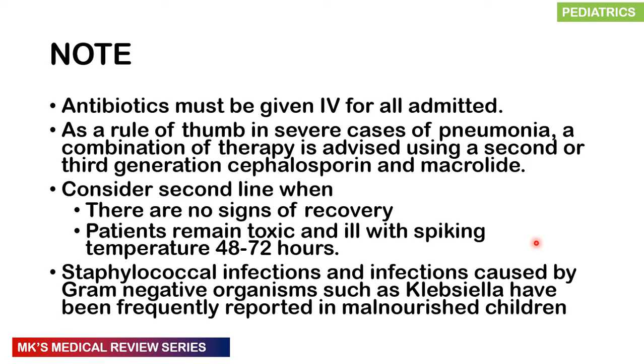Then remember that if we admit the child, we want to give our antibiotics via the IV route. And as a rule of thumb, in severe cases of pneumonia, we want to combine a second or third generation cephalosporin with a macrolide to also target any other organism that may be atypical. Then we want to consider switching the drugs if there are no signs of recovery, or if the patient remains toxic and ill-looking, or there are spiking temperatures after 48 to 72 hours of adequate dosing and adequate frequency of the drugs. If they're not improving, then you can escalate. Staphylococcal infections, as well as infections caused by gram-negative organisms such as Klebsiella, are frequently reported in children that are malnourished.